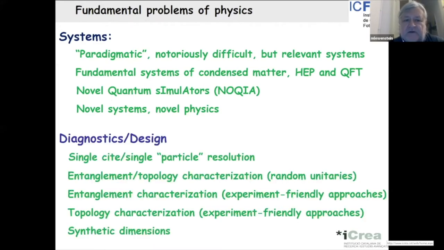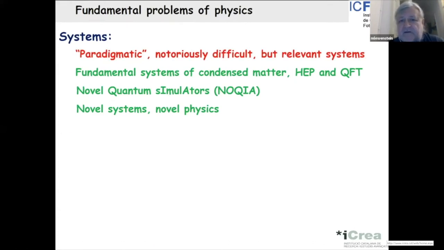This is what I will be talking about. I will mention a little about diagnostics and design, depending on the time. So let me start. Paradigmatic, notoriously difficult.